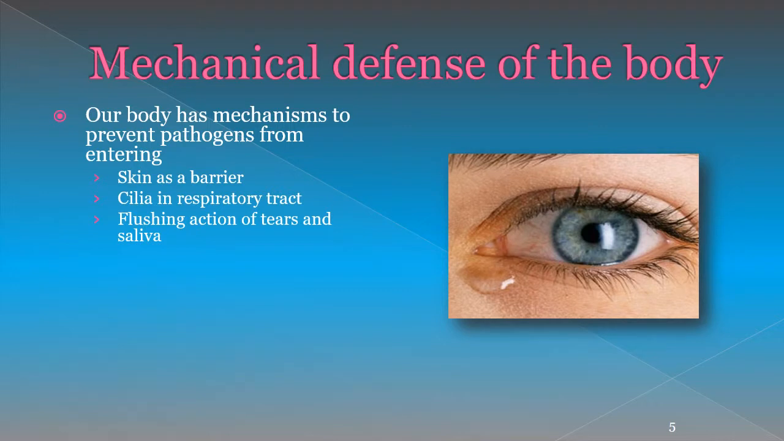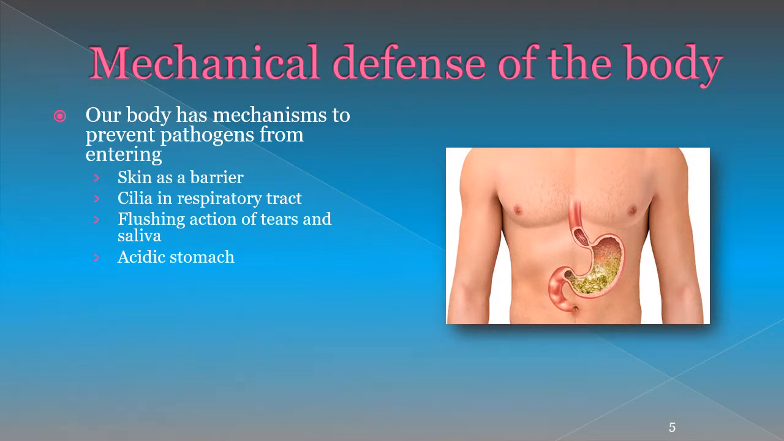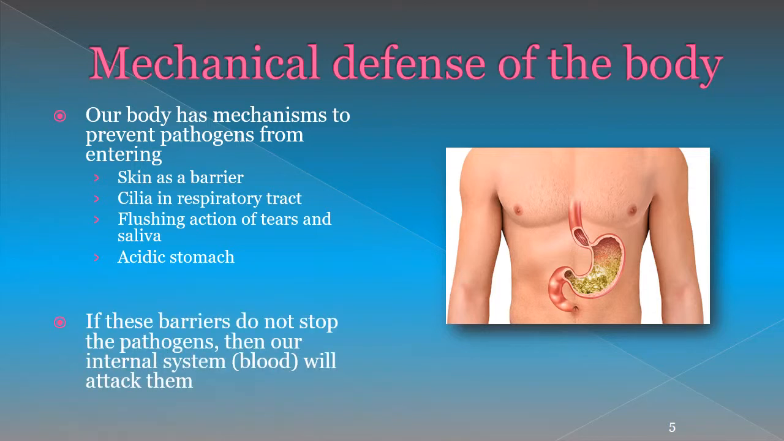It is also found in our saliva as well. Our eyes constantly produce this so that it protects us. Our stomach is quite acidic. The pH is around 1.5 to 3.5. At this low pH, most of the microbes that may enter into our stomach will be killed. If these were not sufficient, then the pathogen may enter into our blood vessels, and therefore our internal defense will have to be activated. So before we continue, let us quickly review our blood cells.